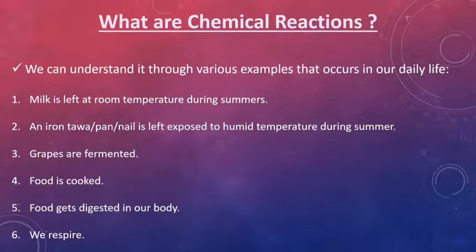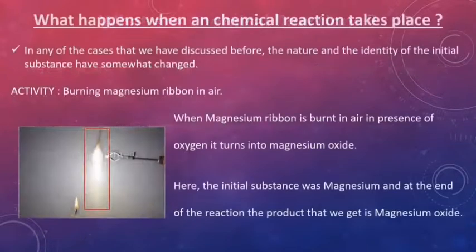Like milk is left at room temperature during summers, and iron tawa, pan or nail is left exposed to humid temperature. Grapes are fermented, food is cooked, food gets digested in our body, and even the process of respiration is an example of a chemical reaction. So what actually happens when a chemical reaction takes place? In any of the cases that we have discussed before, the nature and the identity of the initial substance have somewhat changed. We can understand it in a better way by performing the following activity.